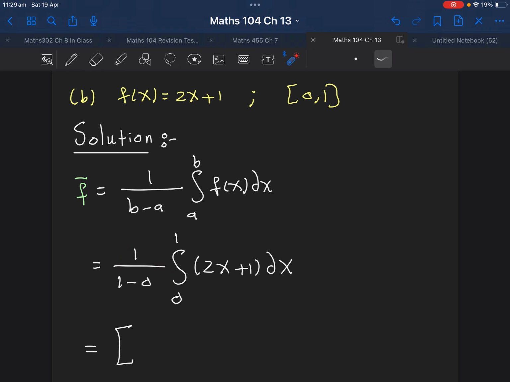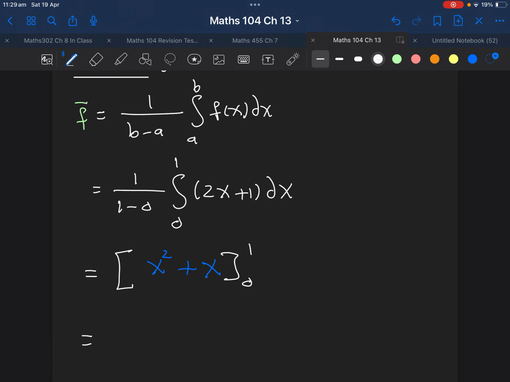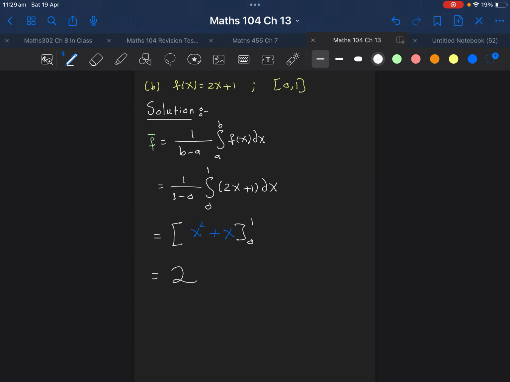You don't need to write it anymore. So all you need to do is the integral of 2x, which is x squared, the integral of 1, which is x, and then you substitute from 0 to 1. If you do it with the calculator, the answer would be just 2. So the average value for this function is 2.